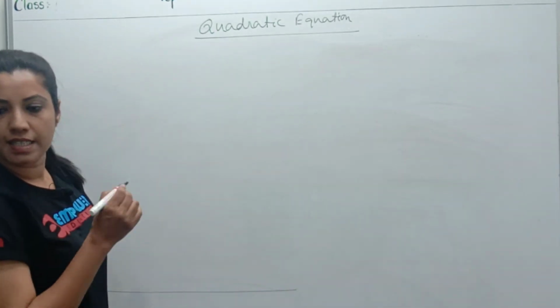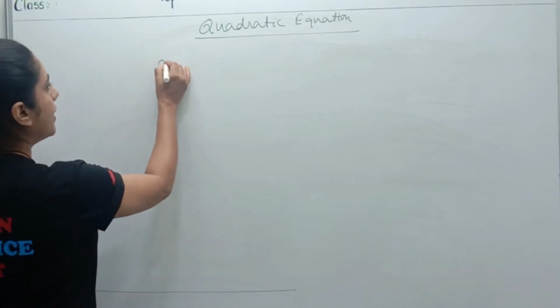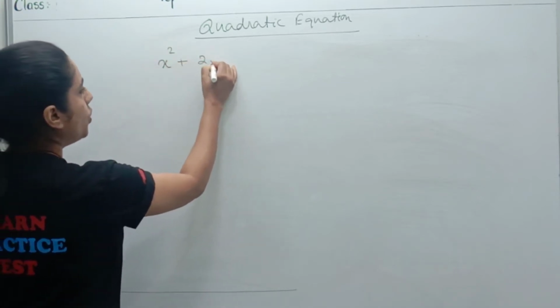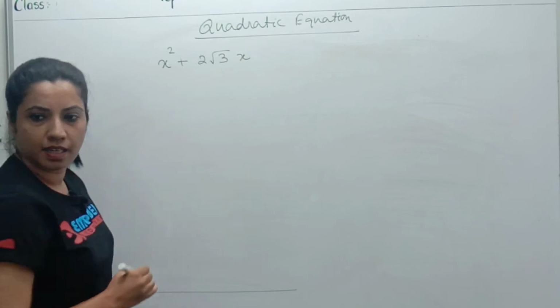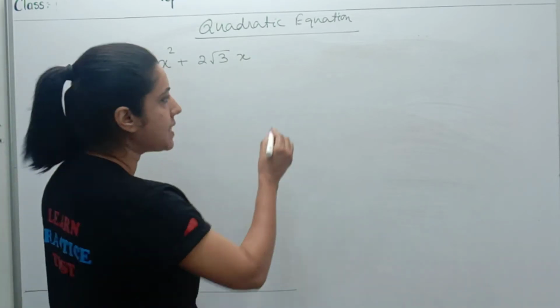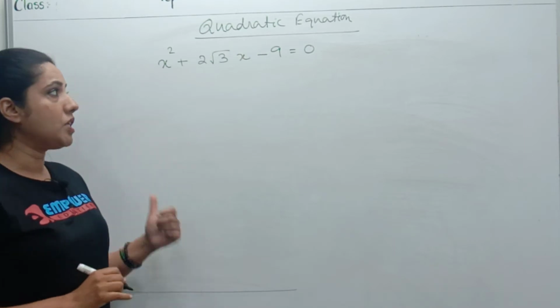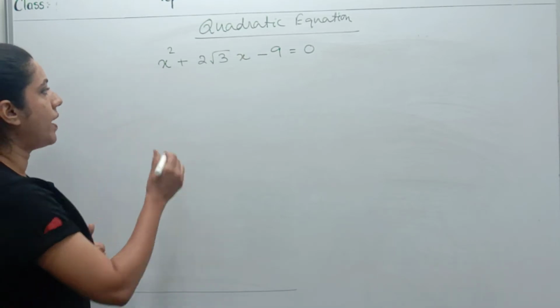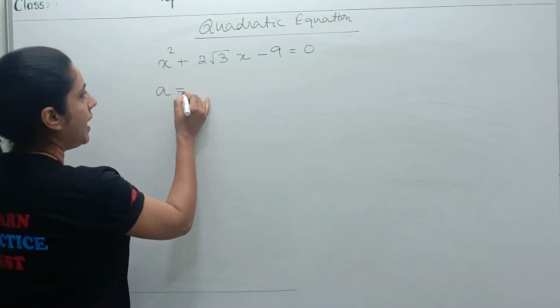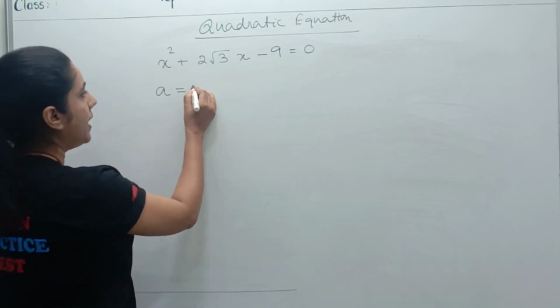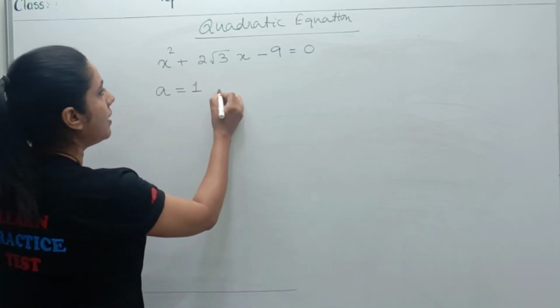The second example is x square plus 2 root 3x minus 9 equal to 0. We need to comment on the roots. So let us find out what is our ABC. A is the coefficient of x square. Nothing is written, means it is 1.